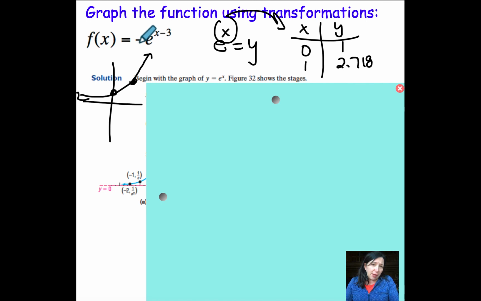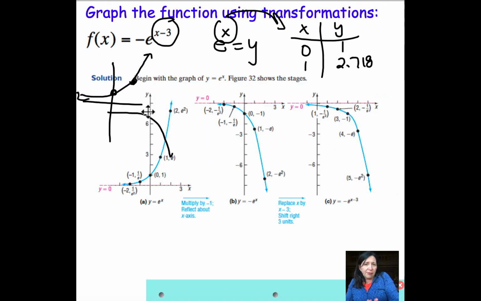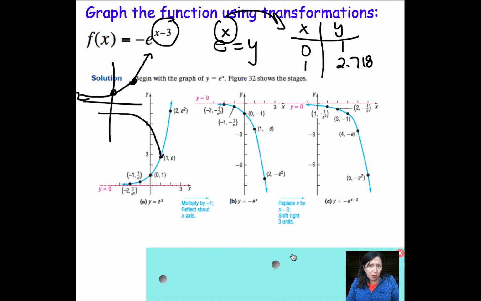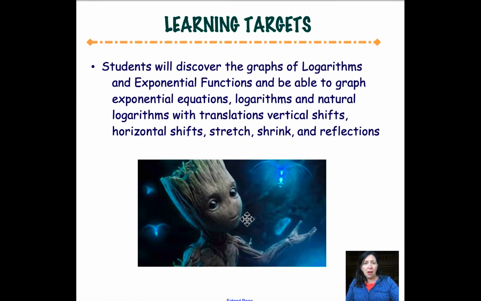This negative sign reflects across the x-axis, so now my graph does this. And this value here takes my graph and actually picks it up and moves it 3 units to the right. And so these are the different ways. You've got to decide, how do you want to do this? Do you want to plot points, or do you just want to use the parent function and move it as you go? So that's it for graphing logs.